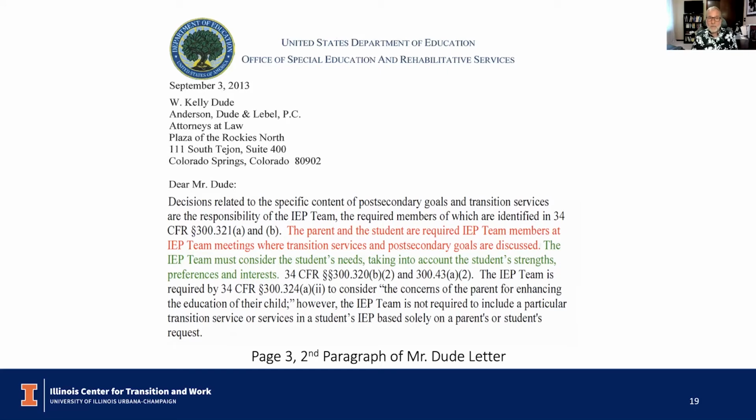And what the Department of Education says in this letter is that the parent and student are required IEP team members at IEP team meetings when transition services and post-secondary goals are discussed. IDEA says students need to be invited, but OSEP is now saying that students are required IEP team members. And the IEP team must consider the student's needs, taking into account students' strengths, preferences, and interests. Interesting. So students are required IEP team members.